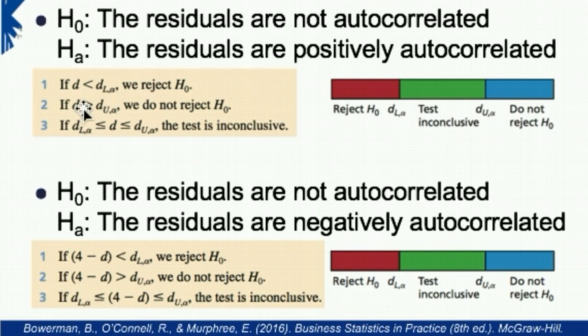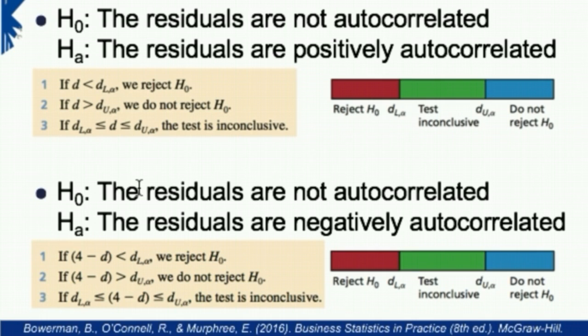But if D is greater than the upper critical value, then we do not reject the null hypothesis, or the residuals are not autocorrelated. However, if D is in between those two critical values, then the test is inconclusive, meaning we cannot say if the residuals are autocorrelated or not autocorrelated.